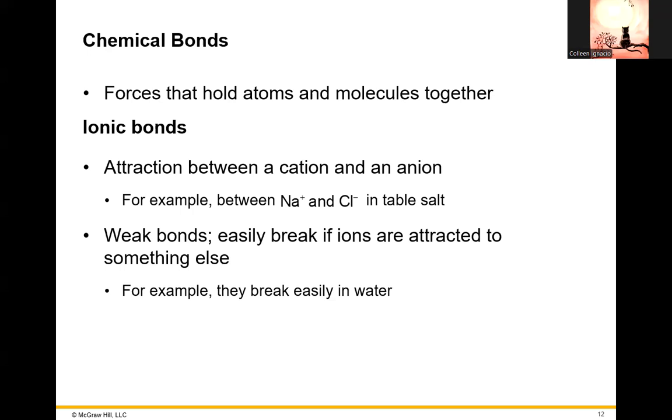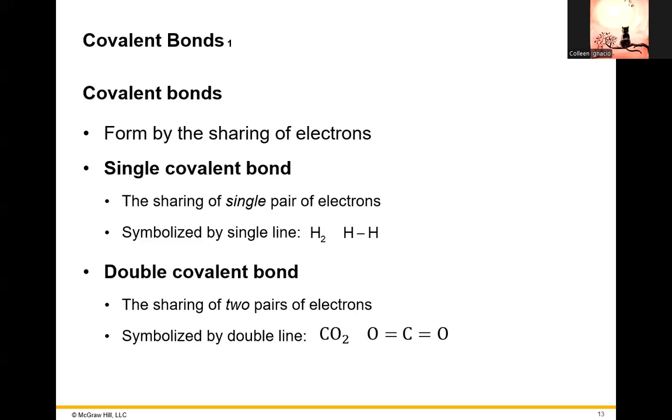And this is an ionic bond because one is positive, one is negative. Now, the thing with these ionic bonds is that they are weak and they will break easily if the ions are attracted to something else. Okay, so for example, they break easily in water. Now remember, our covalent bonds, they actually share electrons, and it is a strong bond.